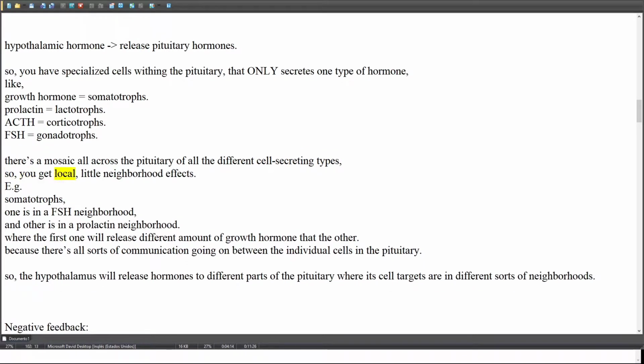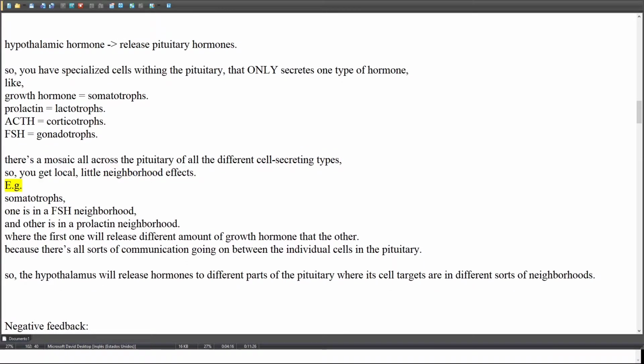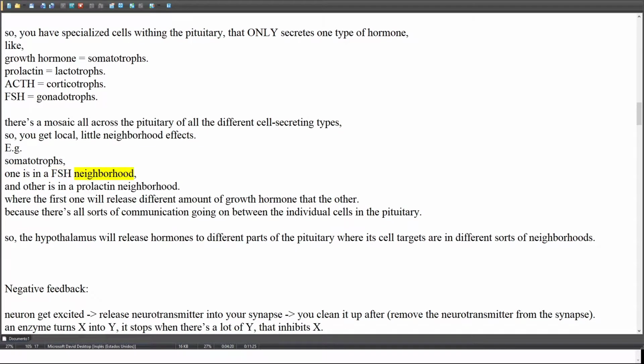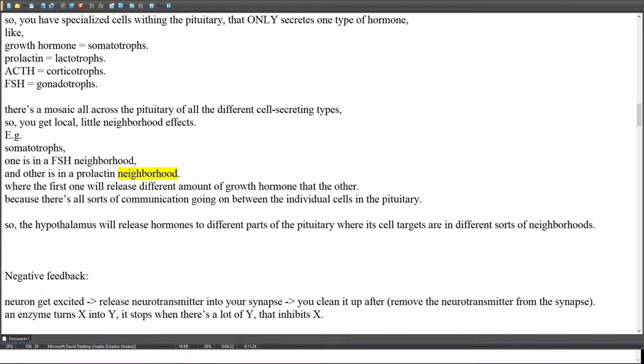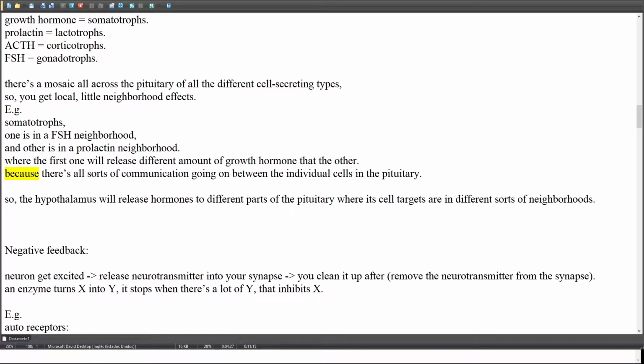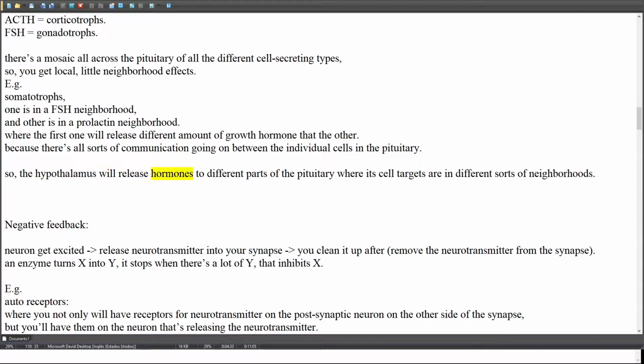So you get local, little neighborhood effects. E.g. with somatotrophs, one is in an FSH neighborhood and the other is in a prolactin neighborhood, where the first one will release a different amount of growth hormone than the other, because there's all sorts of communication going on between the individual cells in the pituitary. So the hypothalamus will release hormones to different parts of the pituitary where its cell targets are in different sorts of neighborhoods.